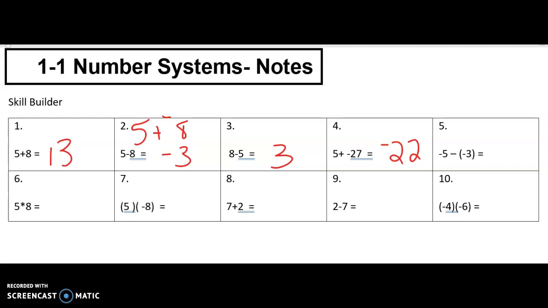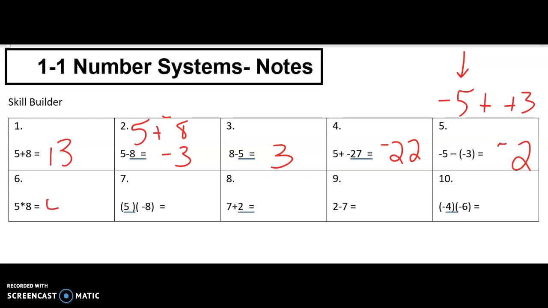Number 5, keep, change, flip. So it becomes negative 5 minus negative 3 becomes plus, plus. Negative 5 plus 3, different signs. Subtract, I get a 2. Take sign of bigger looking number, which is the absolute value of the number, which is 5, so it's a negative 2.